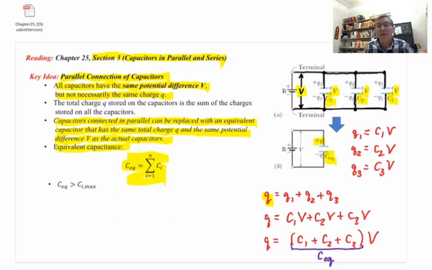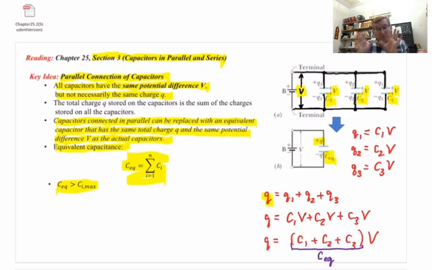CEQ, the equivalent capacitance, is merely the sum of the individual capacitances you had in the parallel connection. Add them up. Okay? Notice then that when you're done, the equivalent capacitance will be larger than the largest of the individual capacitances you started with. Okay? So that's easy, right?